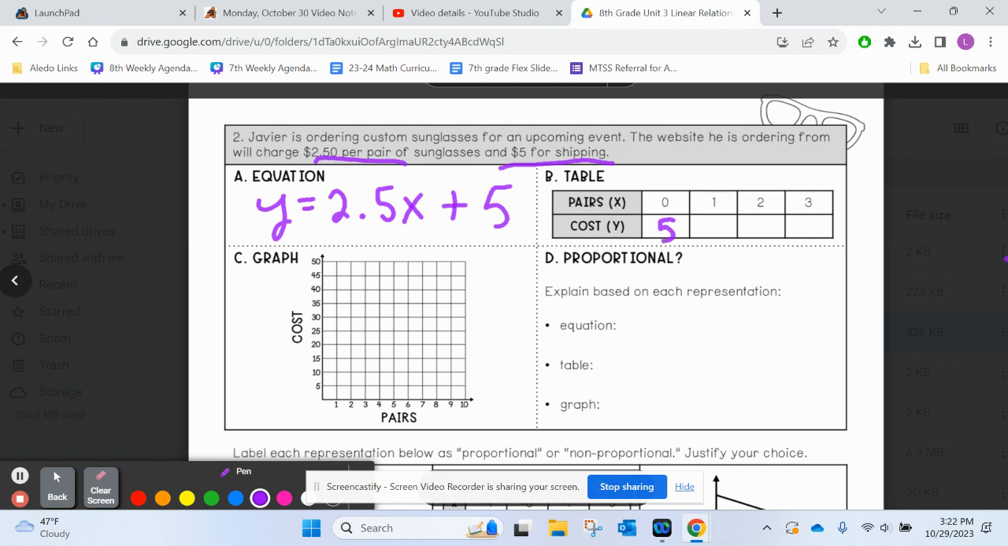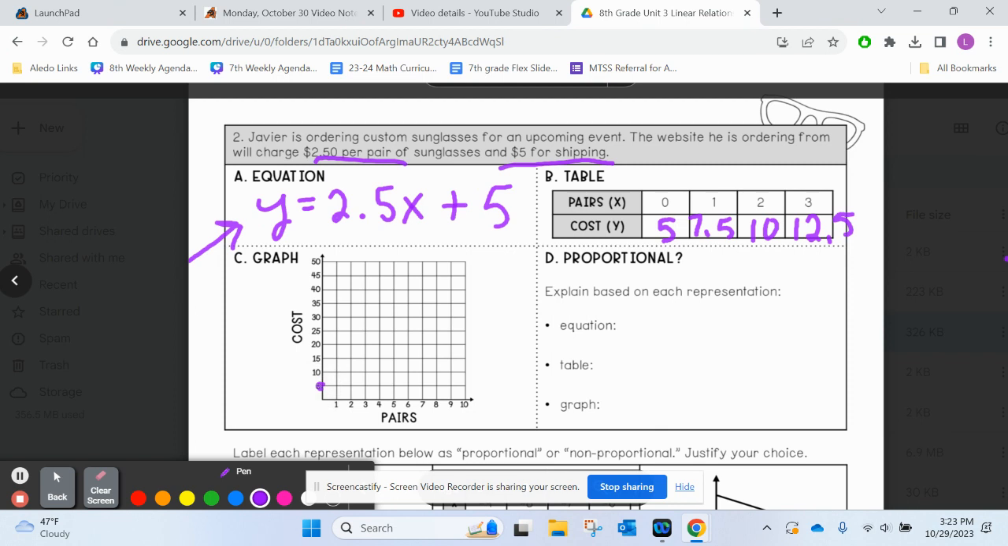Remember, you can also type this equation into your calculator, into your y equals, pull up your table, and it will show you all of these values to help you out so you don't have to think of them yourself. If he orders 1 pair, he will pay $7.50. 2 pair, he will pay $10. 3 pair, he will pay $12.50. So let's graph that data.